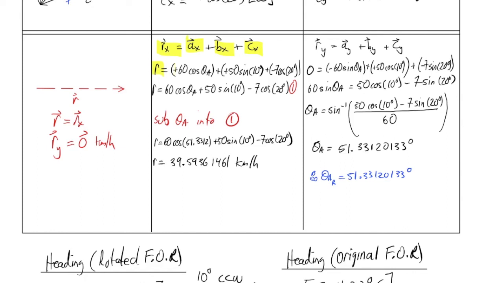Our Ax is positive because it's going east, 60 cos theta A. Our Bx is also going east, so that's positive 50 sine of 10. And our Cx component was west, so that makes it negative. And I called this my equation 1 here. And we actually used it this time to calculate the resultant. I didn't calculate it the last time, but I decided to calculate it this time.